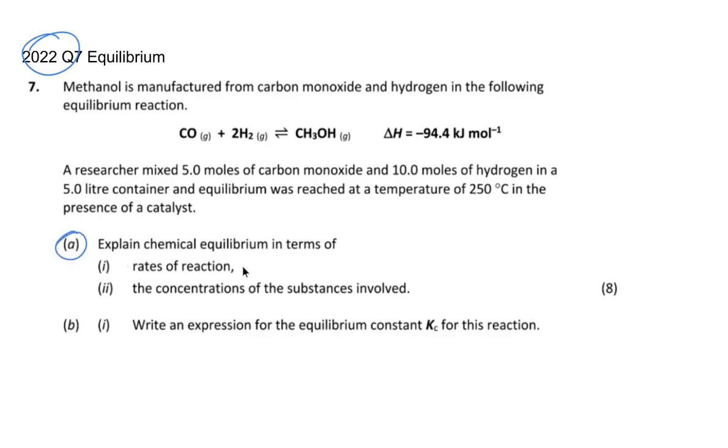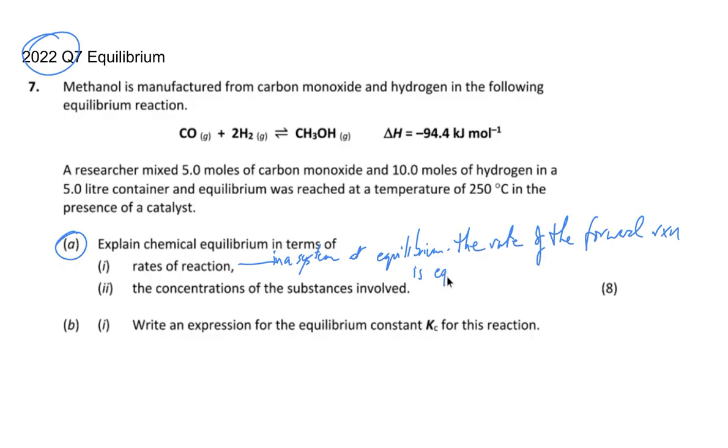Explain chemical equilibrium in terms of rates of reaction. Okay, so in a system at equilibrium, the rate of the forward reaction is equal to the rate of the backward, or reverse, reaction.